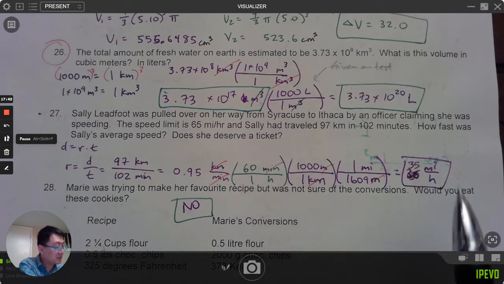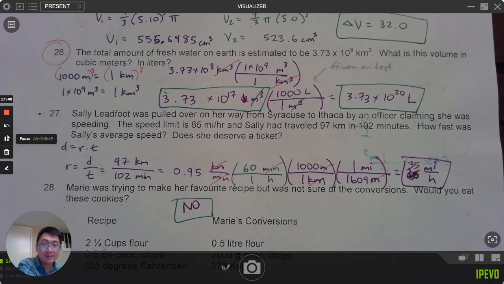Does she deserve a ticket? Based on the information, we don't know. But her average speed was obviously below the speed limit. So average speed does not mean how fast she was going at any instant.